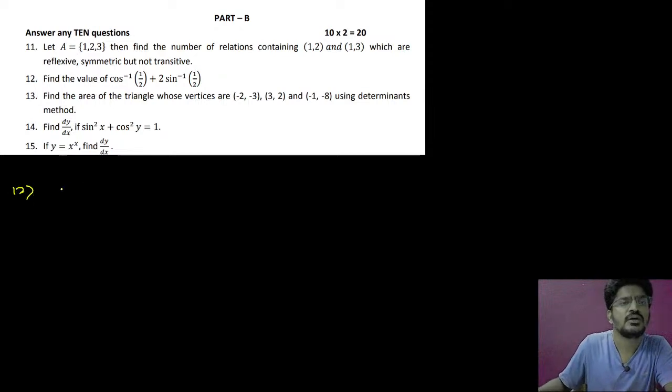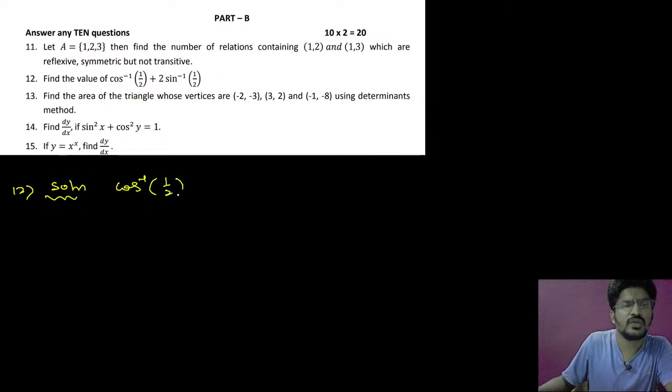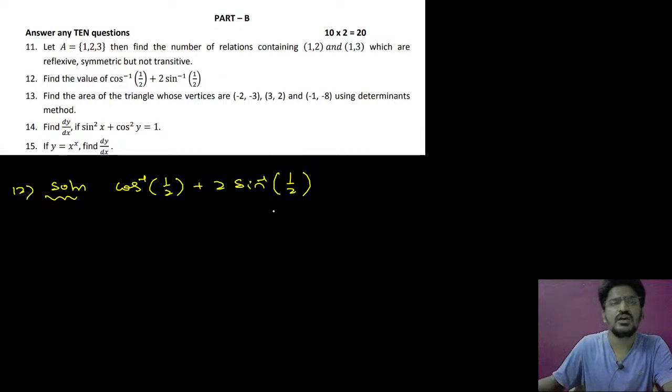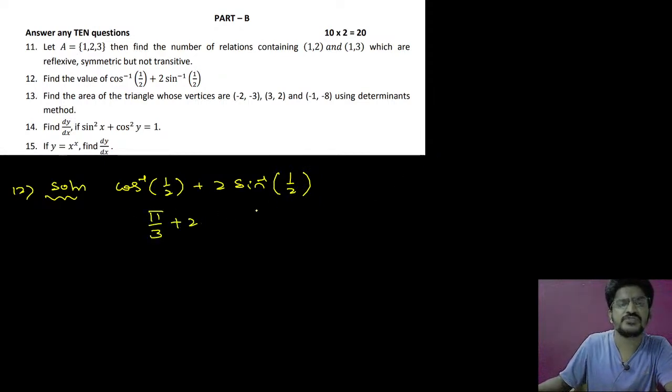See this, that is cos inverse of 1 by 2 plus 2 times sin inverse of 1 by 2. So here you can see cos inverse of 1 by 2 is pi by 3, plus 2 times sin inverse of 1 by 2, which is pi by 6.